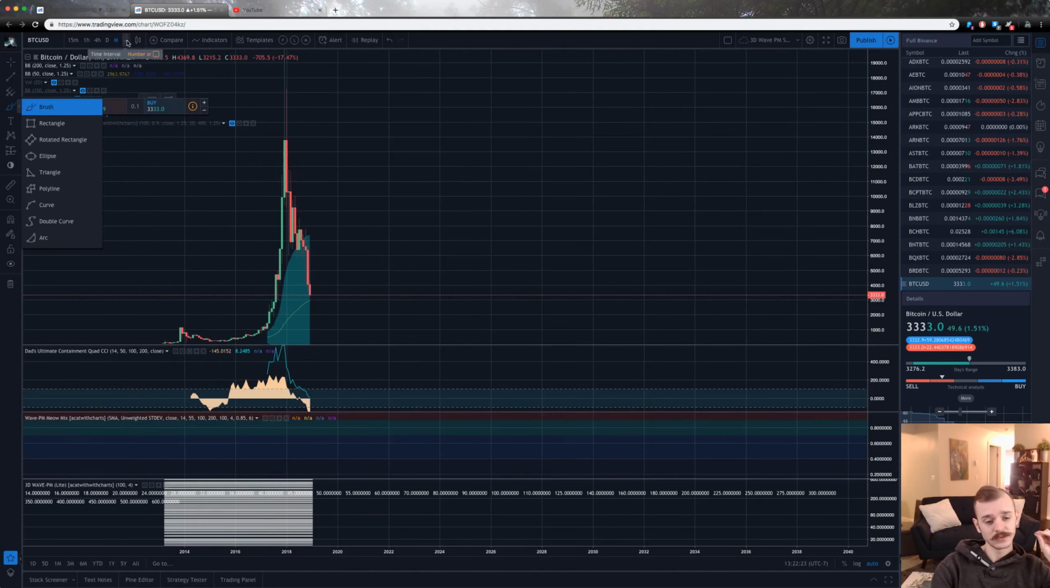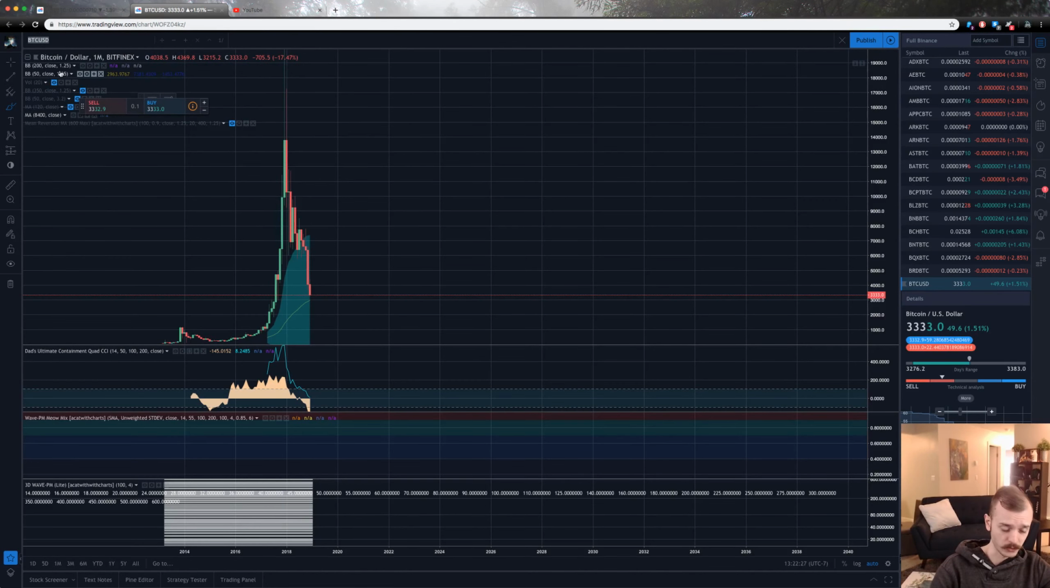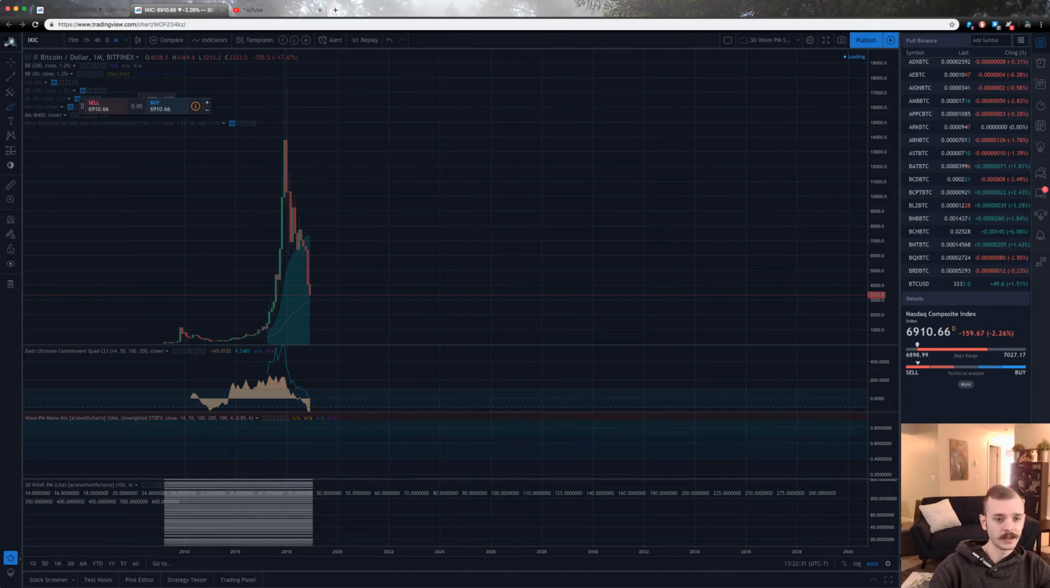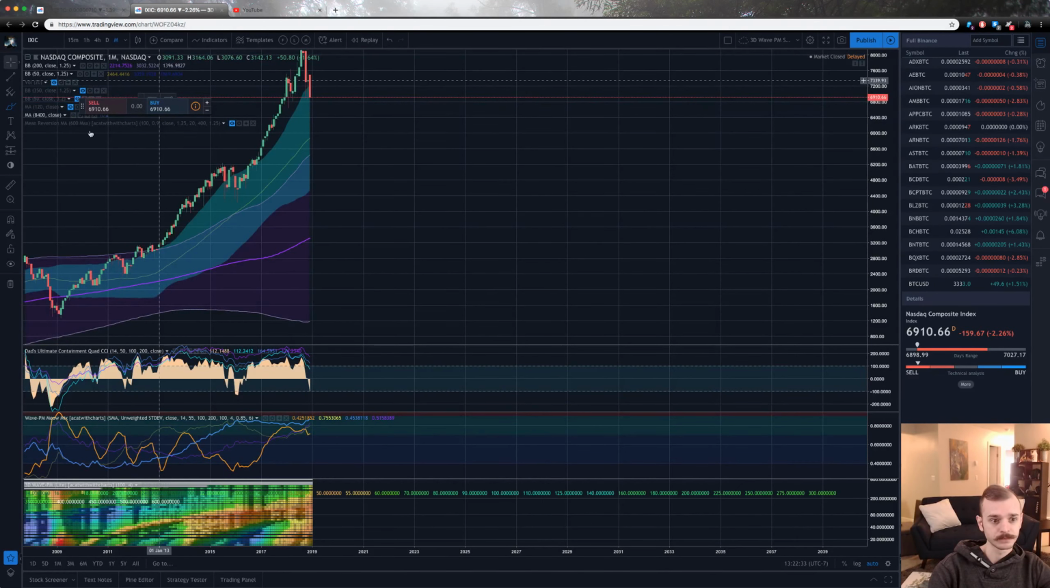So as far as short-term bottoms go, this looks really good, guys. And if we compare this to previous crash patterns as well, it paints a really nice picture. Okay, NASDAQ composite, let's look at the previous bubble.